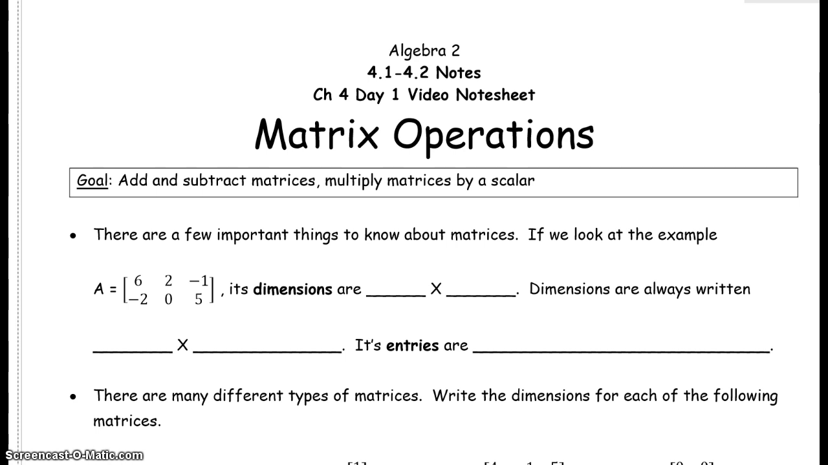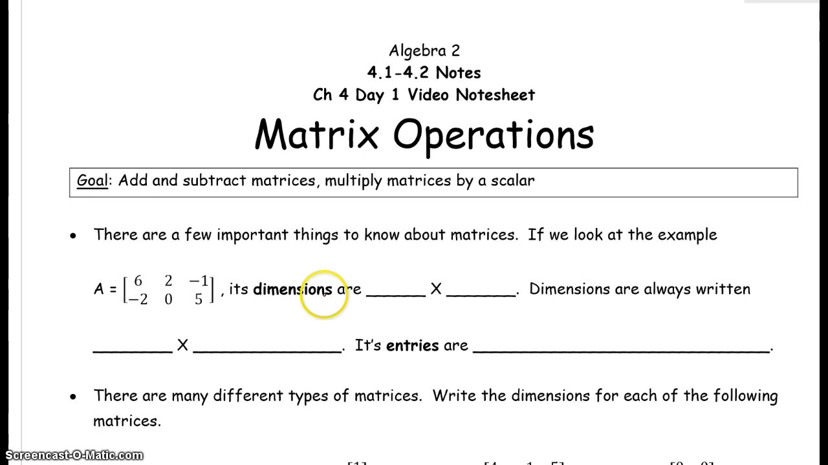There are a few things that we want you to know about these matrices. The first thing is we want you to be able to identify what a matrix looks like, how many rows it has, how many columns it has, how you read it, and so on. So first, let's look at the matrix A. In this case, matrix A is what you see right here.